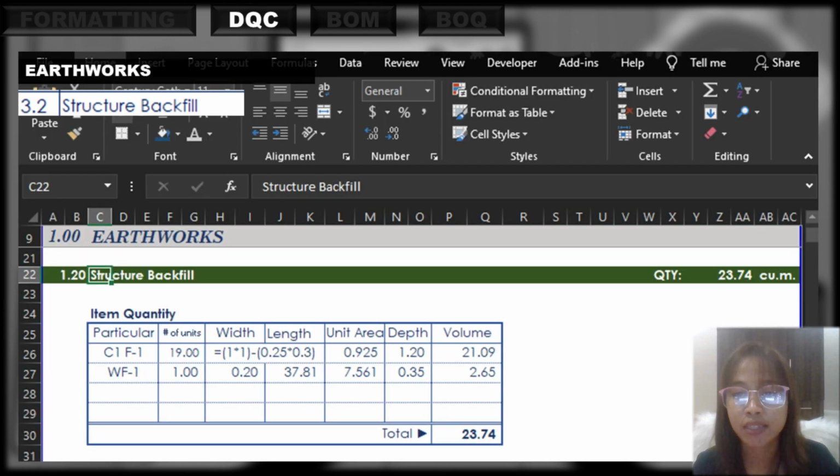It is the same as the excavation format, but we deduct the data of the structure. For example, the footing dimension of column is 1 by 1 and the column structure is 0.25 by 0.3. We subtract the area of the column from the area of the footing. And to derive the volume, we multiply the area to the depth of backfill, 1.20 meters. And then that's how we come up with the volume, with the value 21.09 cubic meters.